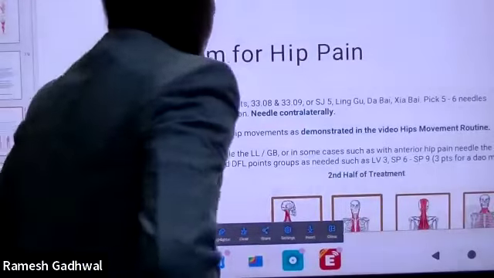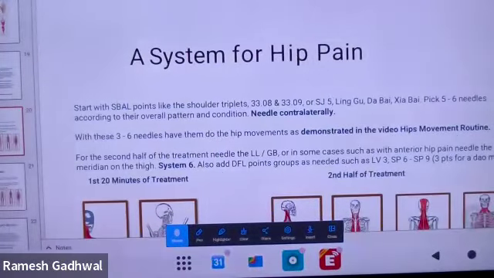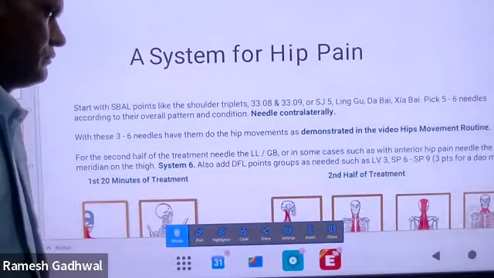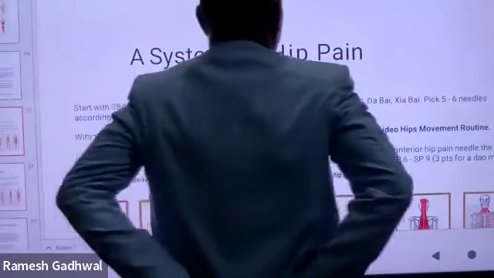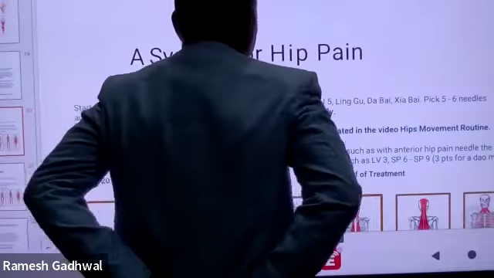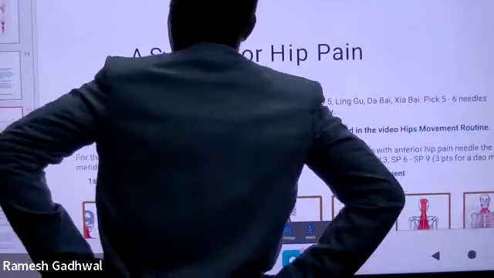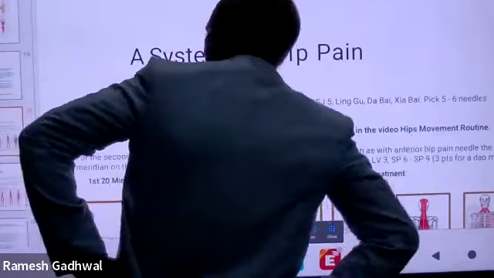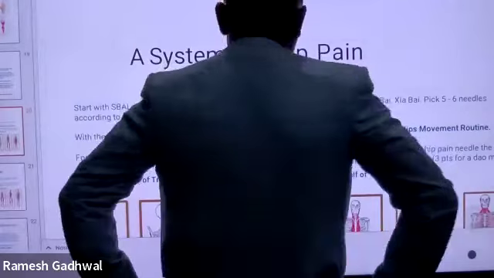After putting needles, you have to tell the patient to move his back in the condition in which he is getting pain. I will share a demonstration in the video of hip movement routines. Suppose I have a back pain in the lumbar region; after putting needles, I have to move my hips like this: anterior, posterior, and lateral, and flexions and rotations. That is all I have to do after putting needles.